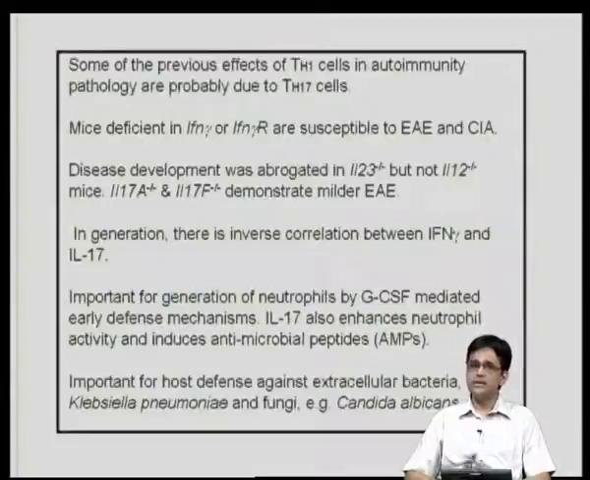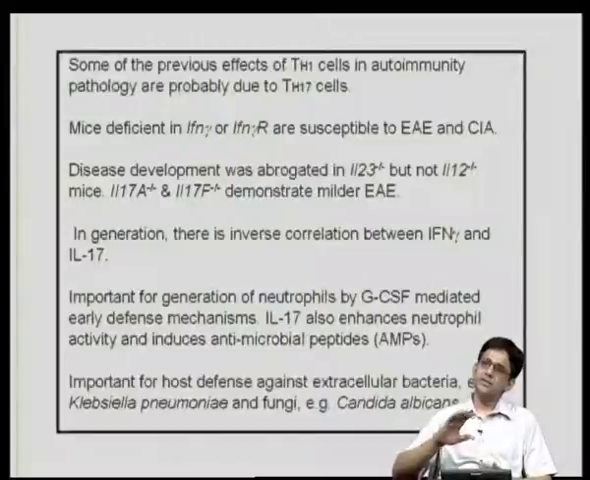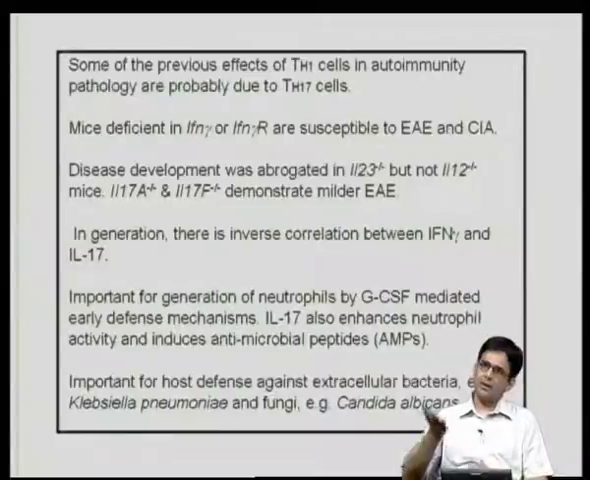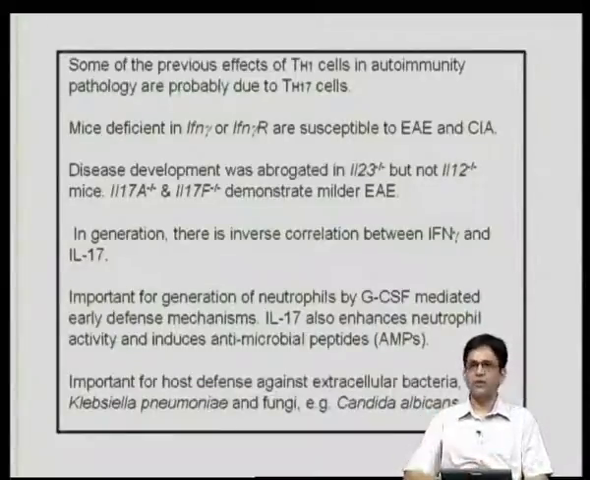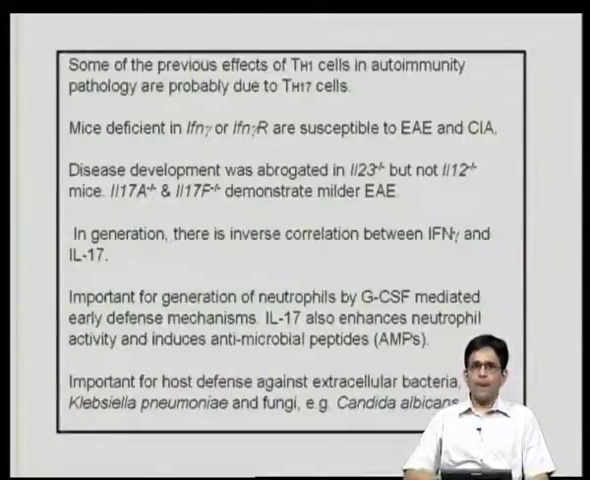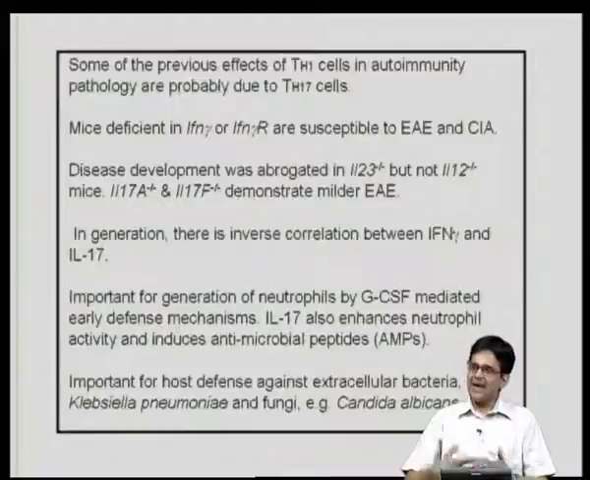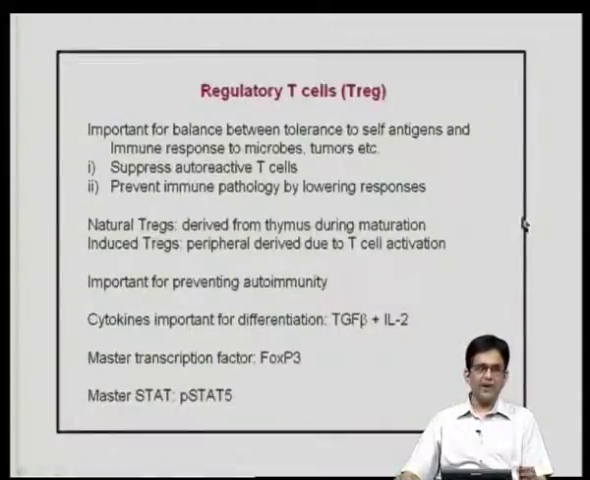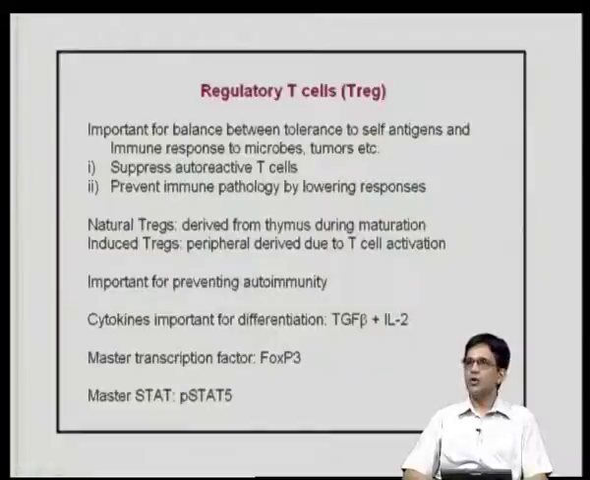And in general there is an inverse correlation between IFN gamma and IL 17. That means as there is more IFN gamma, there is a tendency to shut down Th17. On the other hand, if there is less IFN gamma, IL 17 is usually more, and so you have much more of a Th17 response. Now what is known is that IL 17 enhances neutrophils. They primarily work on these neutrophils and induce antimicrobial peptides. They are important in host defense against extracellular bacteria, Klebsiella pneumoniae, and fungi, especially Candida albicans, and there have been studies to show this. Finally, we will come down to a population of cells known as the regulatory T cells.